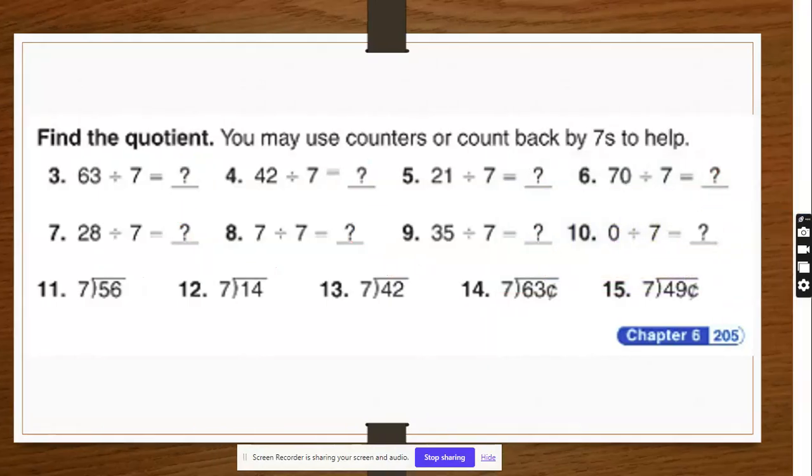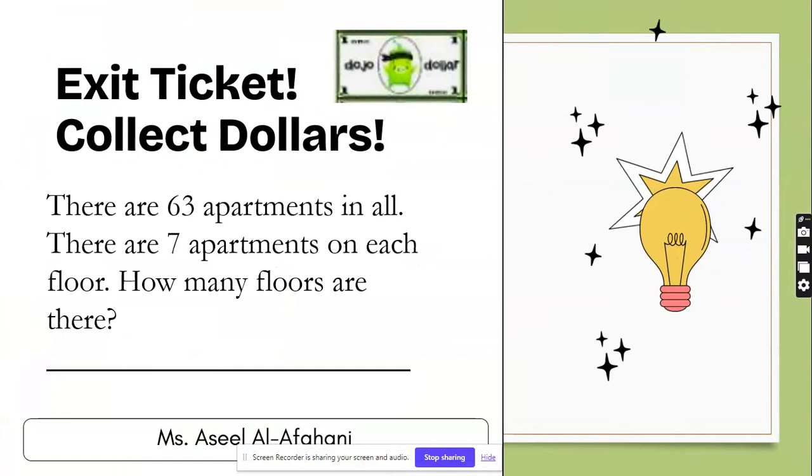So let's complete with this word problem. There are 63 apartments in all. There are seven apartments on each floor. How many floors are there? Teacher, I really hate word problems, and I can't determine what exactly it wants from me. I don't know if it needs division or if it wants me to do multiplication. I really don't know. So what should I do, teacher?